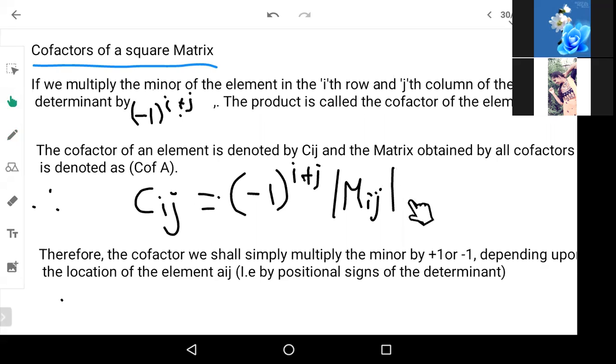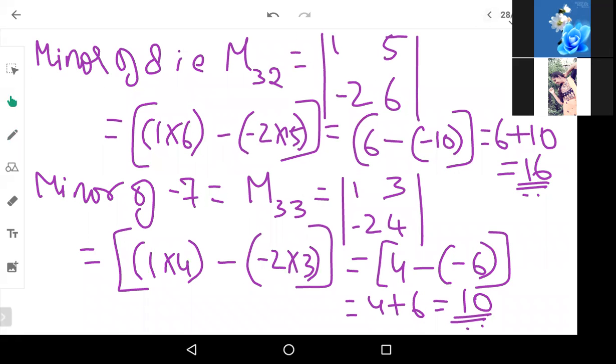Now in minor, what we were finding was which row and which column the element was present in, correct? Now for this minor, if we multiply by -1 to the power of row number plus column number, then we will get the cofactor. Now in simple words, let's go back to the minor problem we were doing.